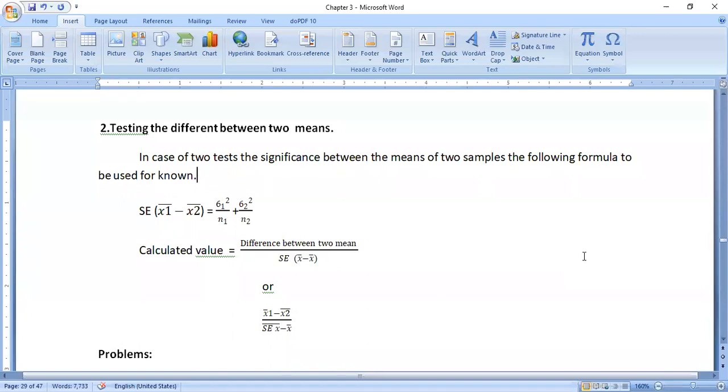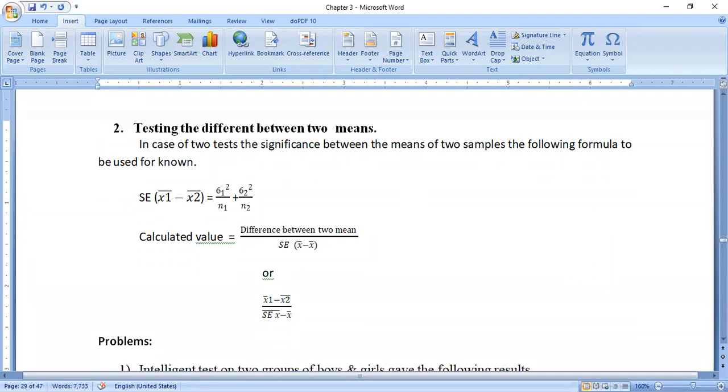This is one more interesting topic in Method 3, test of significance for variables, large sample. This is the second method. We completed the first method in the previous classes; you can see it in our channel. This second topic is testing the difference between two means. This is the most important. Two means we are going to test here. So you observe this small line here.